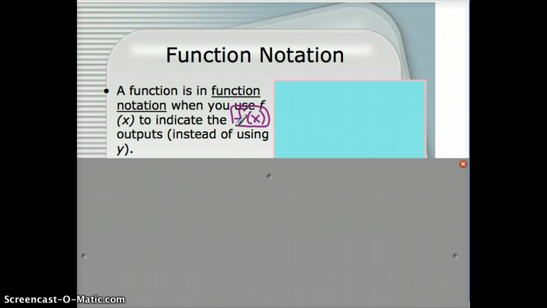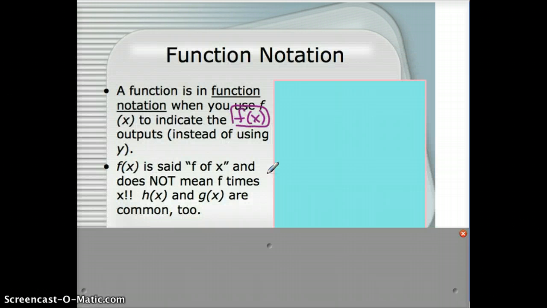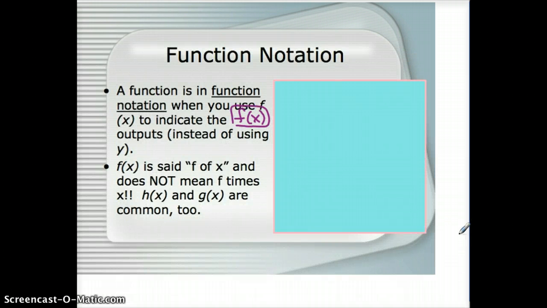But we don't call it f parentheses x. It does not mean f times x. We call it f of x. Okay? F of x is said f of x, like I just said, and it does not mean f times x. That will throw you off.